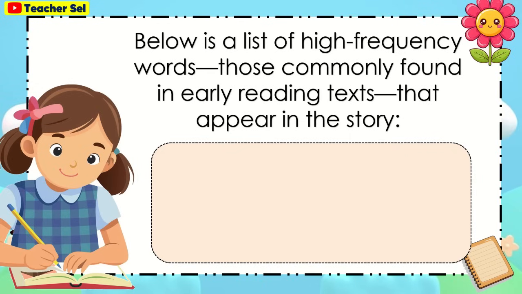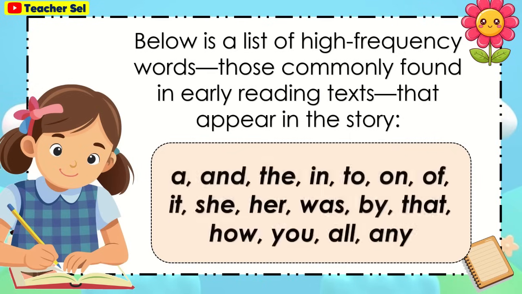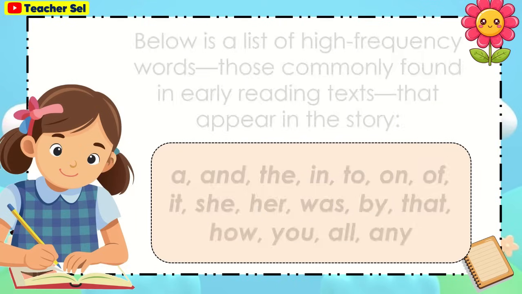Below is a list of high-frequency words, those commonly found in early reading texts that appear in the story. A, and, the, in, to, on, off. It, she, her, was, by, that, how, you, all, any.